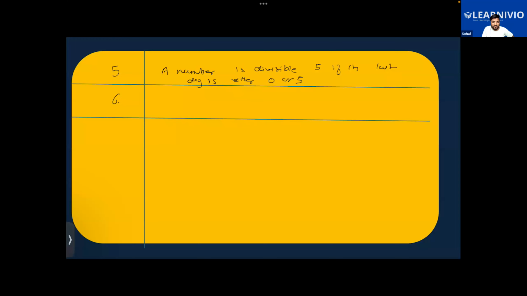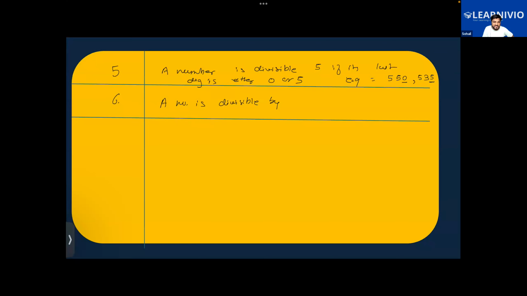Because I want to revise the chapter for you. For 6, the rule says that a number will be divisible by 6 if it is divisible by both 2 and 3. And what was the 5th one? For 5, a number is divisible by 5 if its last digit is either 0 or 5. For example, we have 550. The last digit is 0, so thereby the complete number is divisible by 5. Or like you have 535. Last digit is 5, so thereby the complete number 535 is divisible by 5.